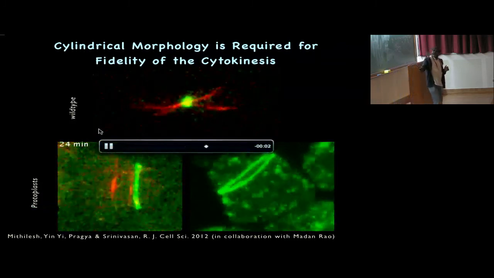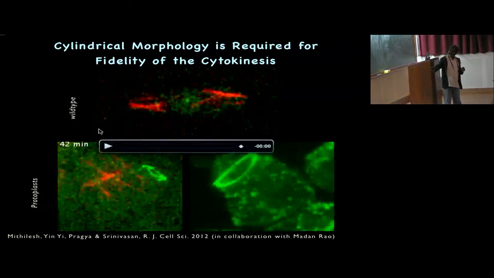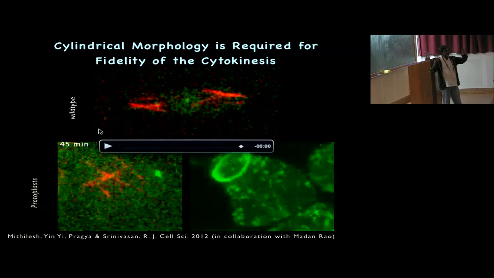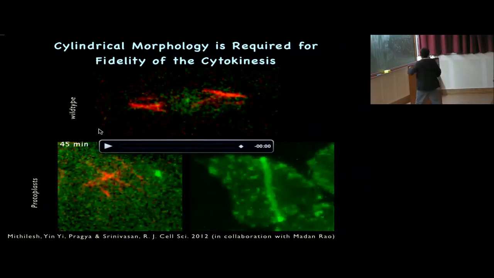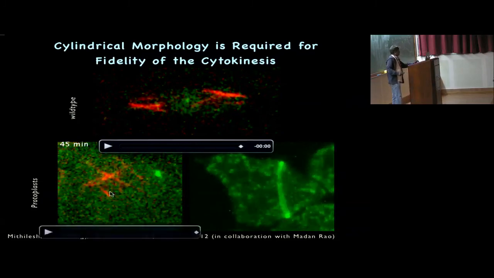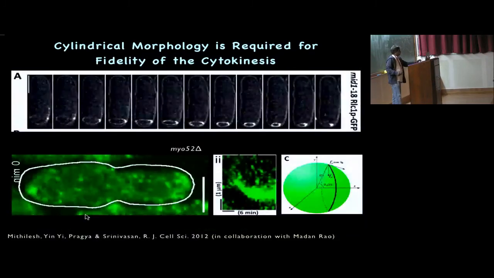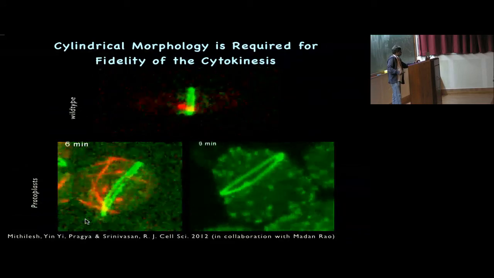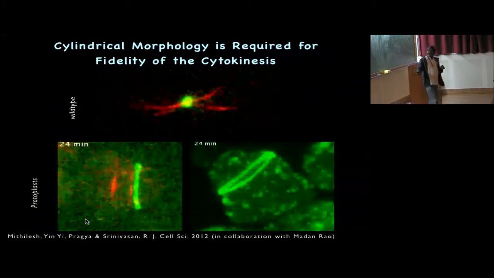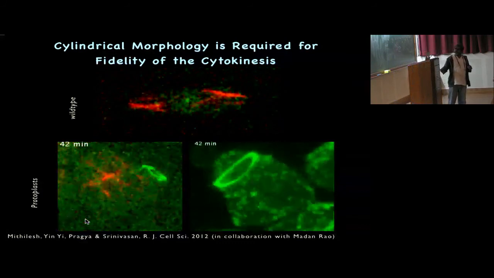So that is the wild type cell where the cell divides right at the middle and the actomyosin ring gets fixed there, divides and constricts there. But in these, you could see that the actomyosin ring is somewhat slipping to the ends.